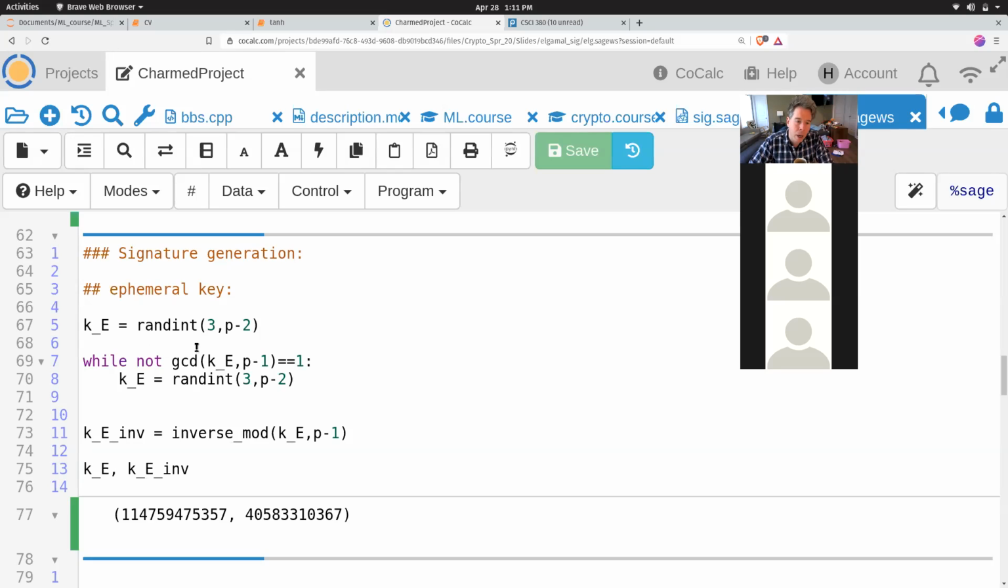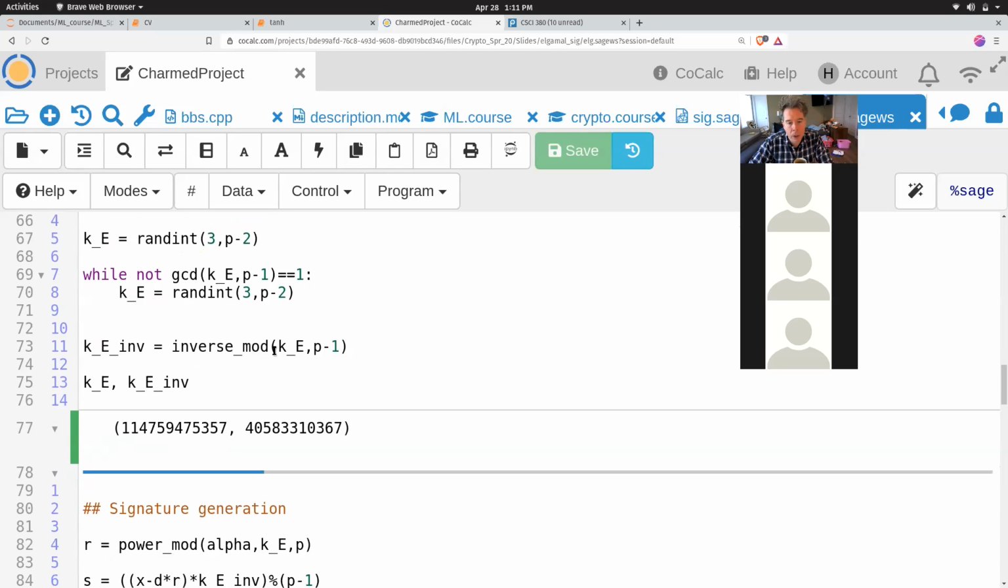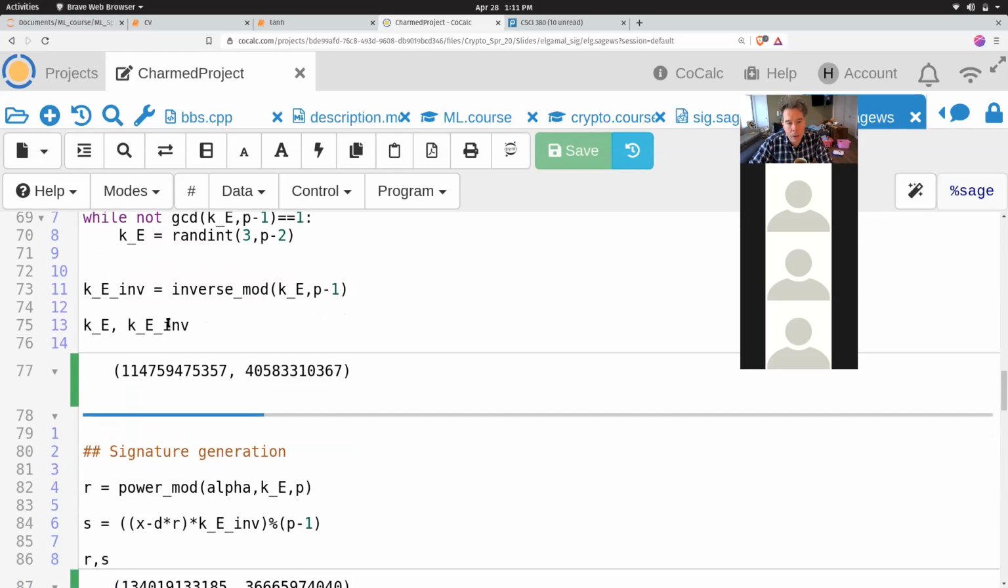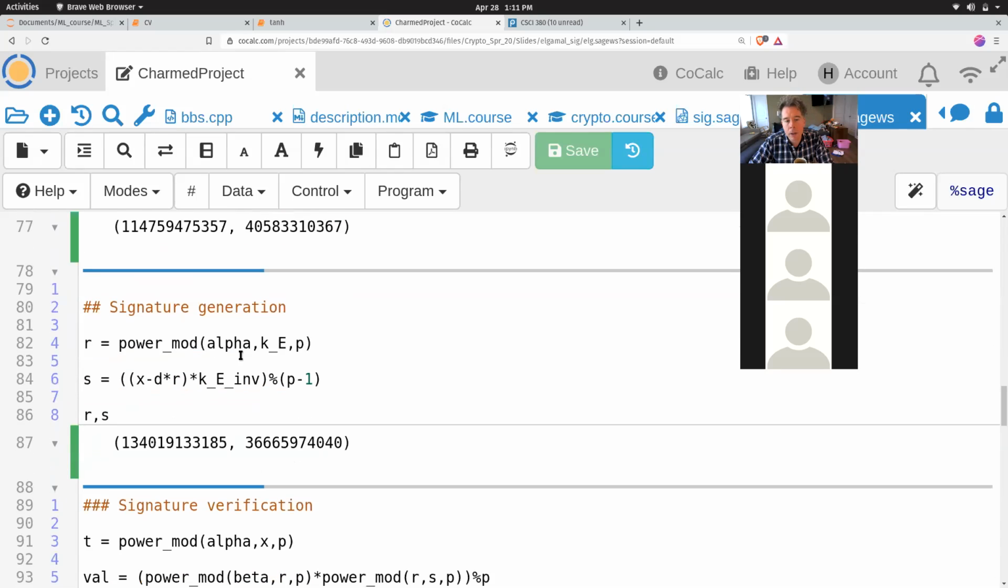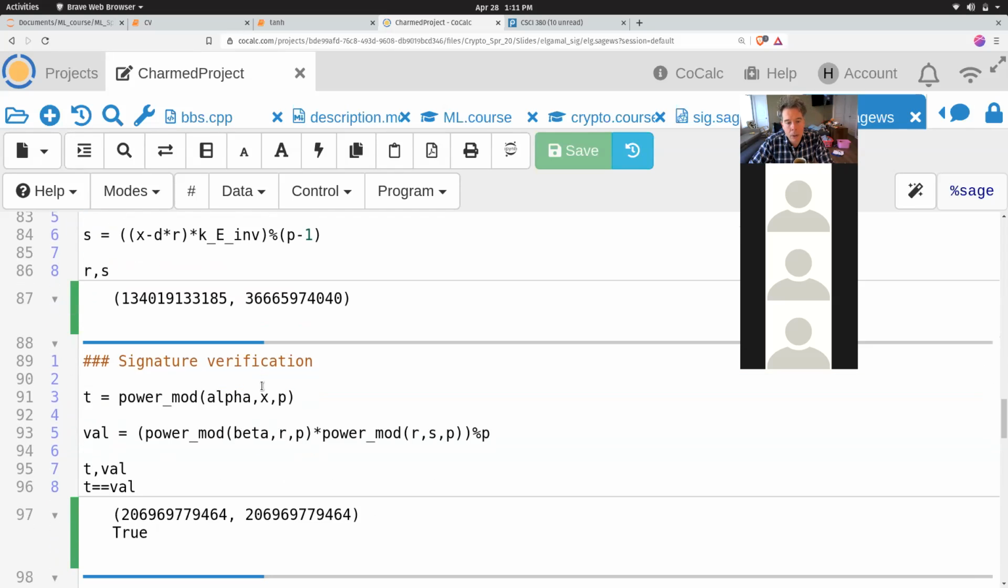Remember, the ephemeral key has to have an inverse mod p minus 1. That's what this while loop is for. So now we have KE and KE inverse. R is alpha to the KE mod p. And here's S, and it just turns out to be these two numbers. Now you can do the signature verification stage. On the one hand, you do alpha to the X, and on the other hand, you do beta to the R times R to the S. Are they equal? And the answer is yes. And so, signature accepted.